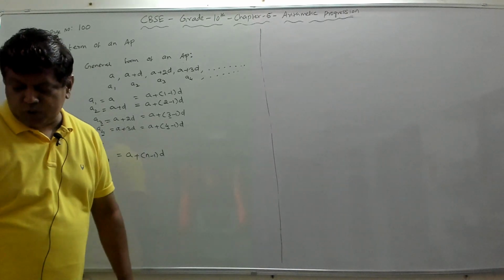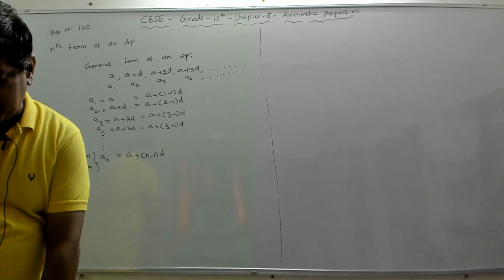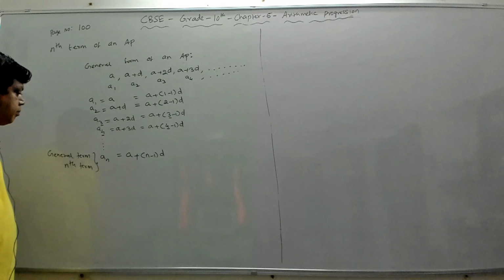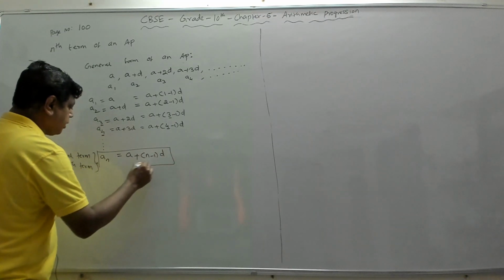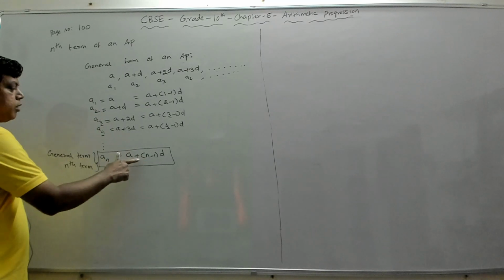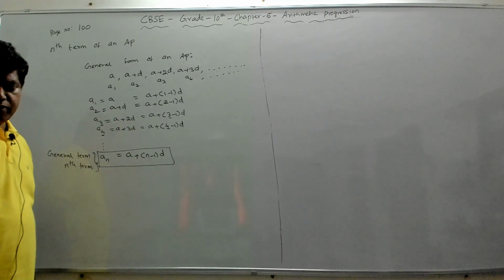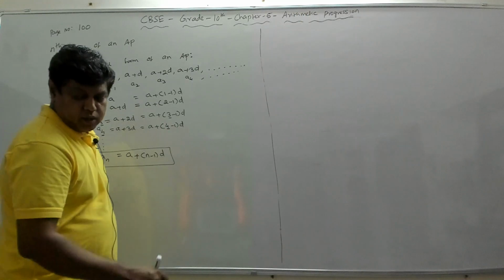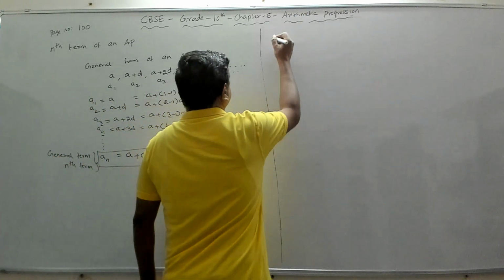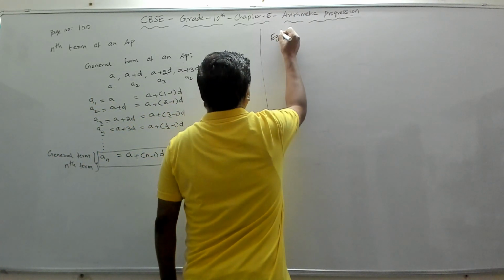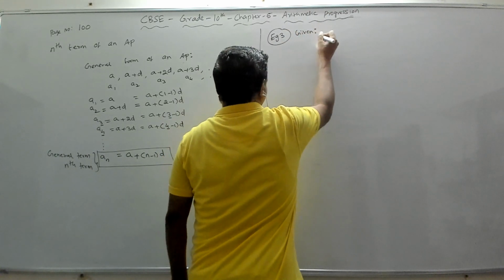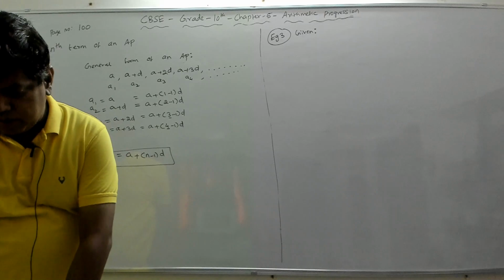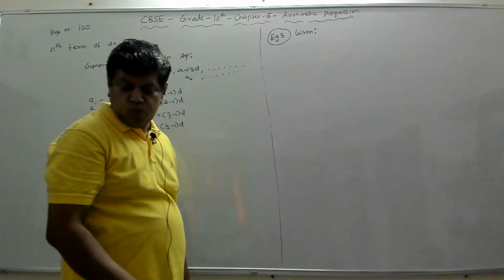So let's go to example number 3. This formula you need to know: an equals a plus (n minus 1) times d. Now let's go to example 3 on page number 102 in your textbook. Let's see what is given in the question. Find the nth term where the AP is given: 2, 7, 12.